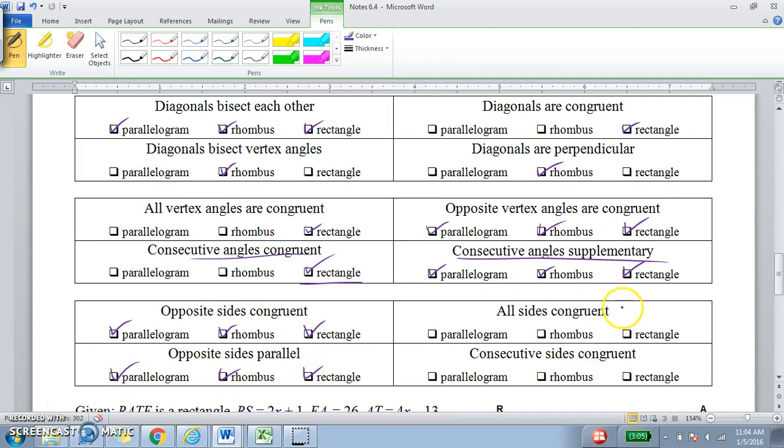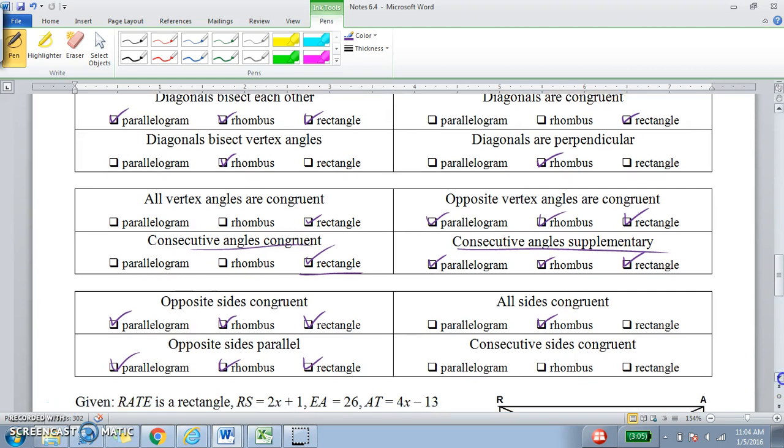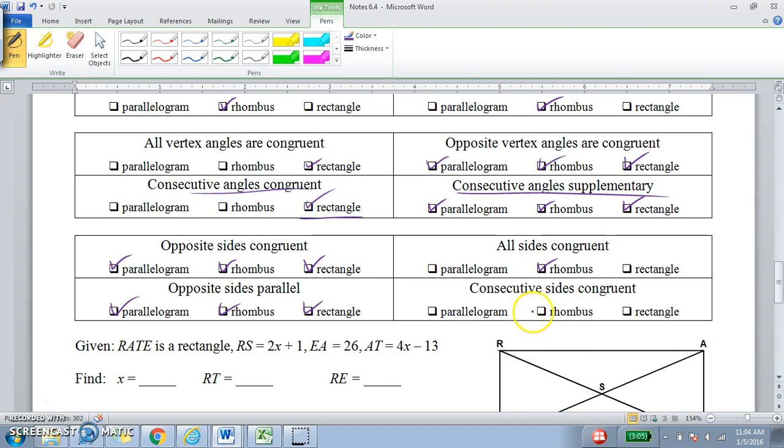All sides are congruent. That only applies to a rhombus. That's part of the definition of a rhombus, that all of the sides are congruent. And consecutive sides are congruent. We haven't really talked about consecutive sides. This only applies to a rhombus.